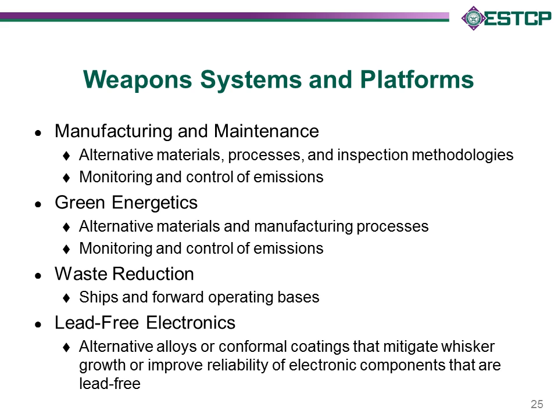Our final DoD topic area is under the Weapons System and Platforms program area. We have four main areas under this. The first is under manufacturing and maintenance, in which we're looking for alternative materials, processes, and inspection methodologies, as well as monitoring and control of emissions. We're also looking for green energetics, under which we're looking for alternative materials and manufacturing processes, as well as monitoring and control of emissions there also.